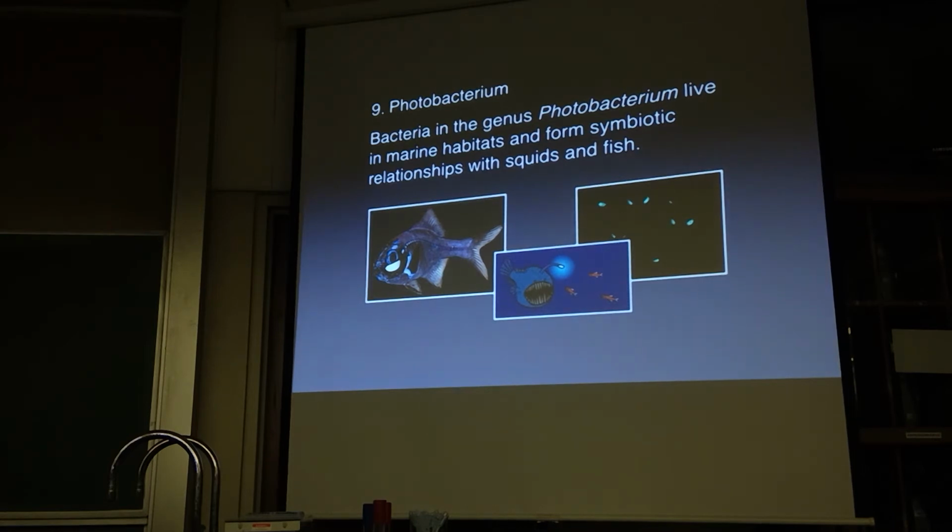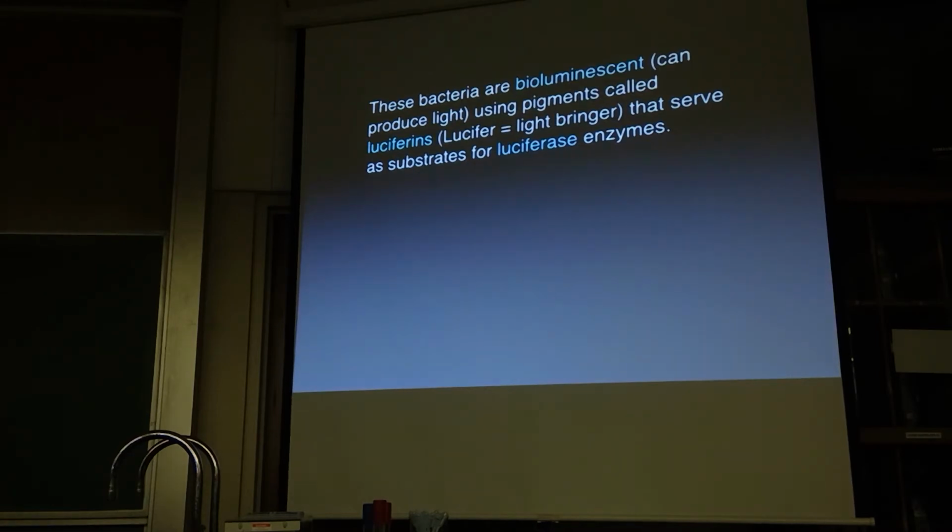A lot of these organisms have what are called light organs, and they appear to produce light. Again, it's not the fish or the squid that's producing the light, it's Photobacterium. There are also some vibrios that can do this. Technically, this light production is called bioluminescence.